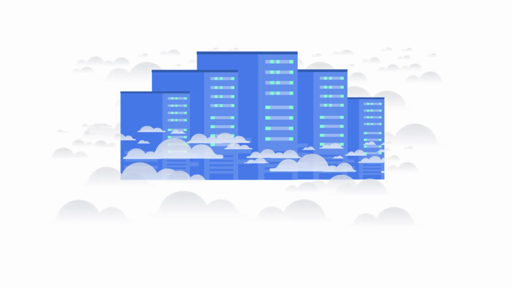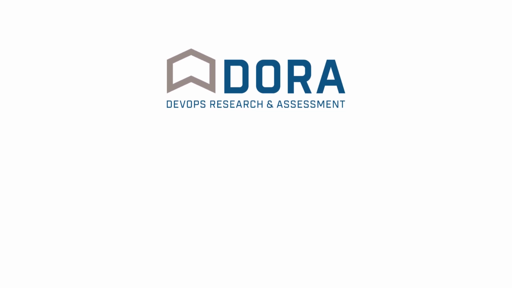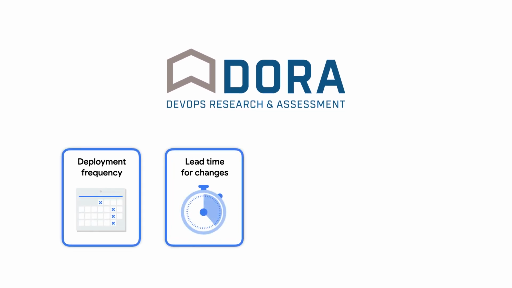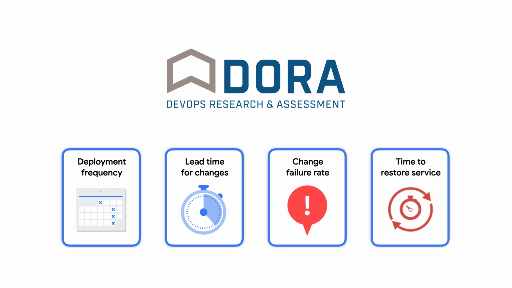More and more enterprises are modernizing their infrastructure by moving to the cloud and adopting DevOps as a way to deliver better software faster and more reliably. Thanks to our friends on the DevOps Research and Assessment team, we know that, on average, the best performing organizations see a higher deployment frequency, have less lead time for changes, have a lower change failure rate, and take less time to restore services after a failure.